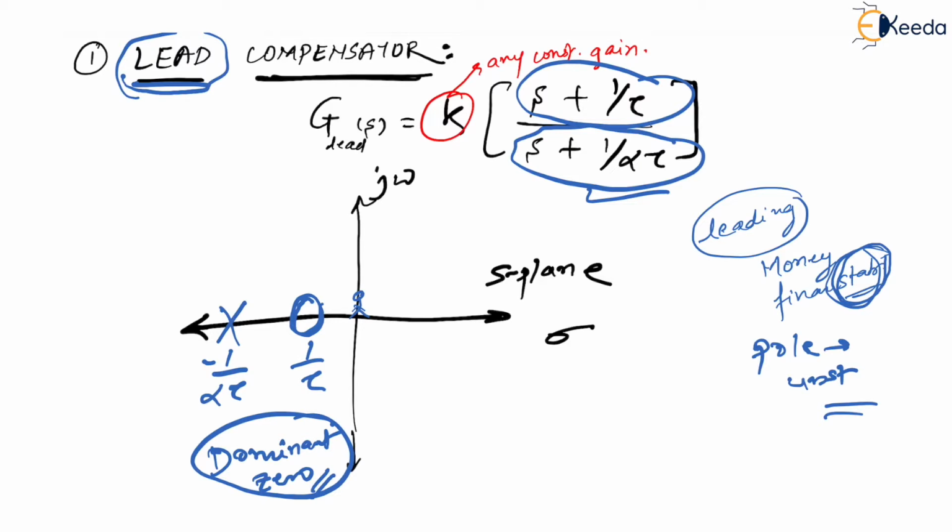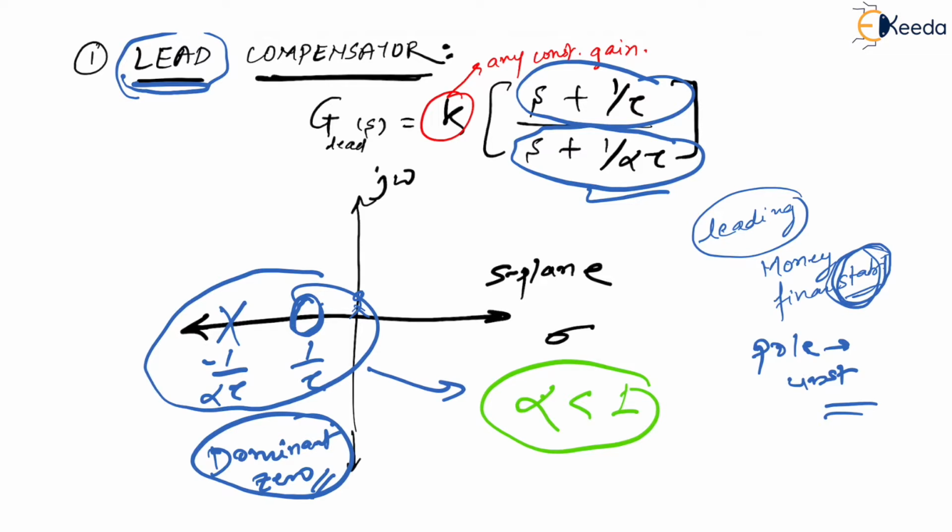Now, because of this arrangement, what can we see? This can happen when alpha is less than 1. How? Let me take alpha equal to 2, for example. Then I will get minus 1 upon 2 tau, and I already have minus 1 by tau over here. Sorry, this is minus 1 by tau, I just saw that. So minus 1 by 2 tau, and this is minus 1 by tau.